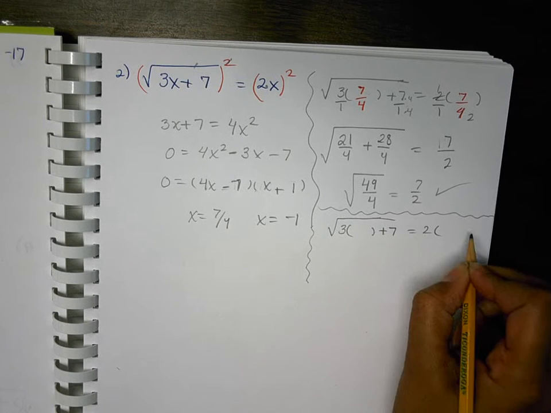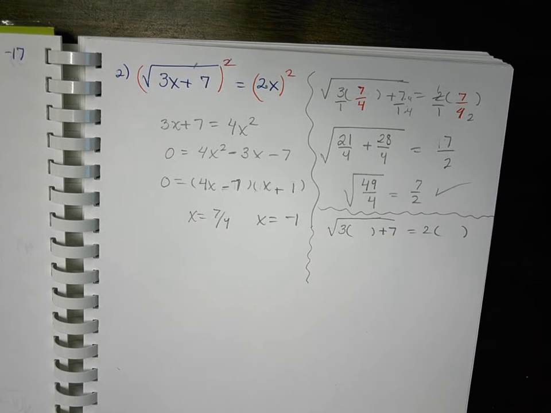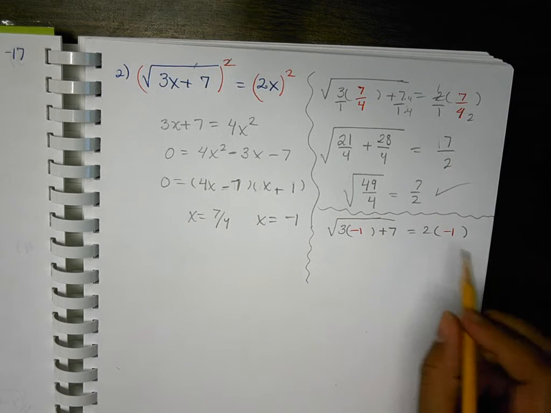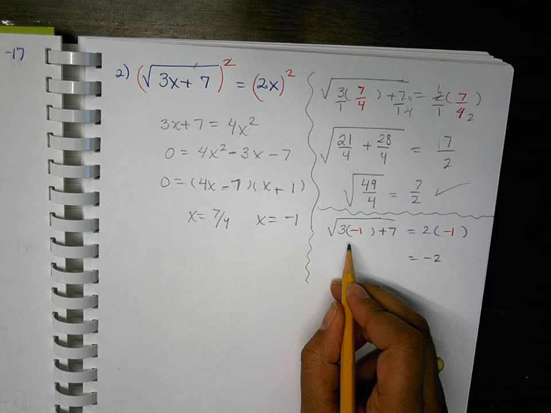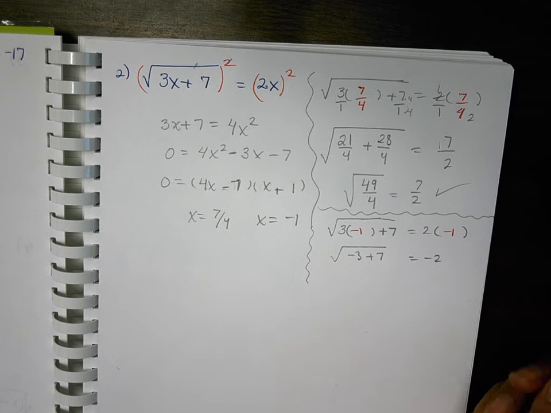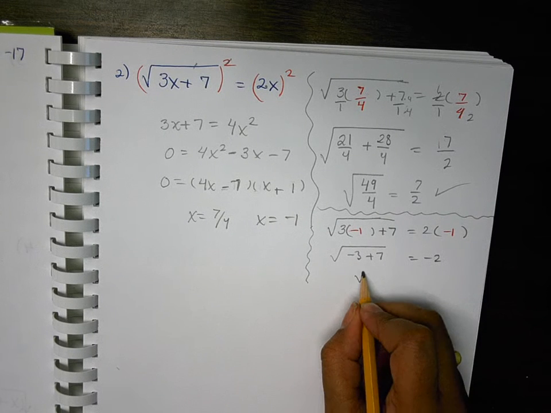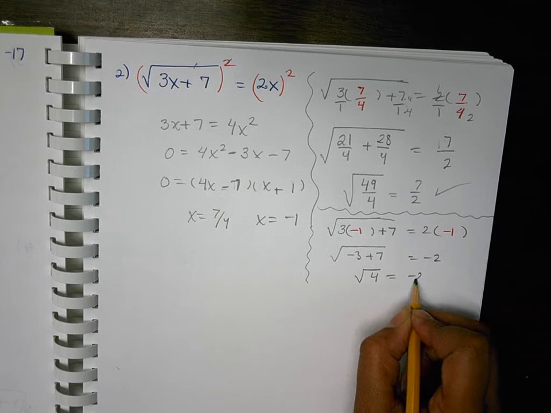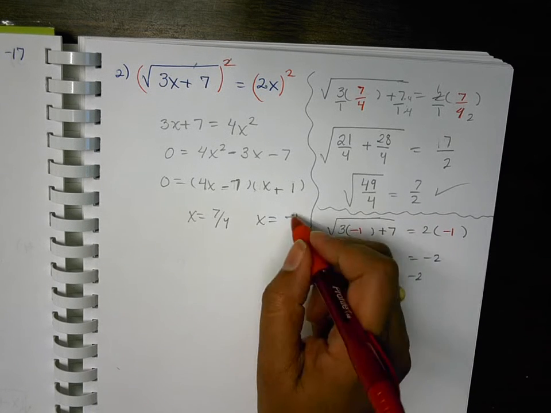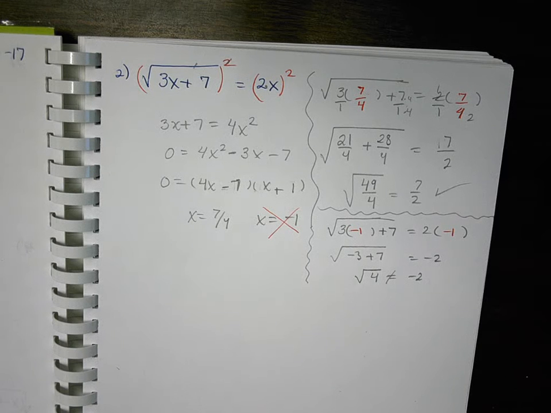All right, which one are we plugging in now? -1. All right, what's 2 times -1? What's 3 times -1? And -3 plus 7. The square root of 4 equal -2? No. Okay, I'm glad you asked that. I had a young man in my morning class ask that.